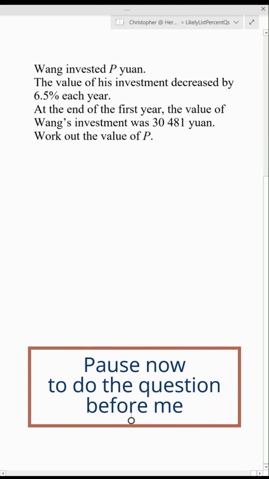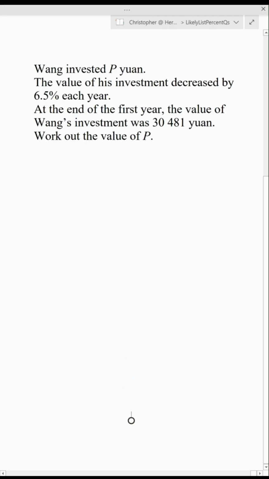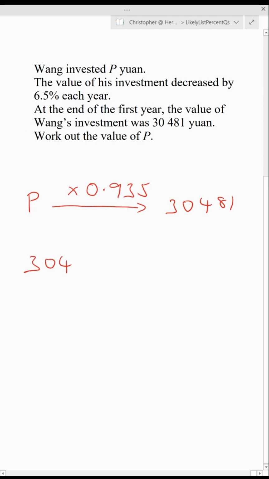Pause now to do the question before me. So he starts off with the sum of money P, and that sum of money is decreased by 6.5%. So it's multiplied by 0.935, and you end up with 30,481. So the original sum of money P must be 30,481 divided by 0.935, which gives me an answer of 32,600.